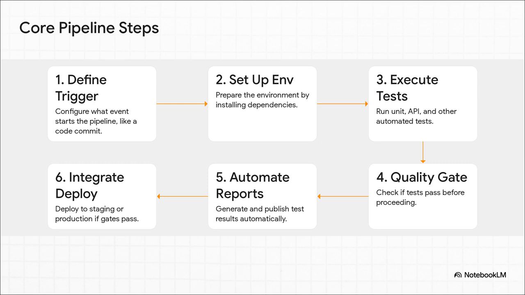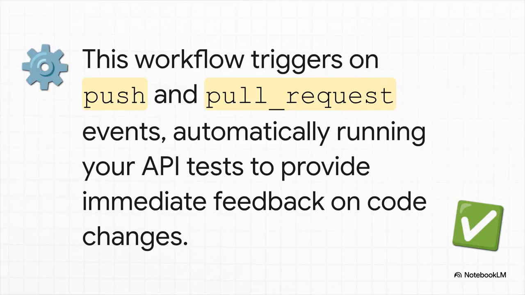Let's zoom in on the important bits. This right here, this is the blueprint for our entire operation. It's a GitHub Actions YAML file, and it's way simpler than it looks. See this first highlighted line? That's our trigger. It just means, hey, run this workflow anytime someone pushes code or makes a pull request. And what does it do? This second line tells it to run our API tests. That's it. You've just automated your testing.